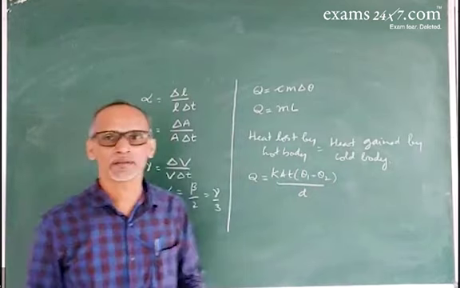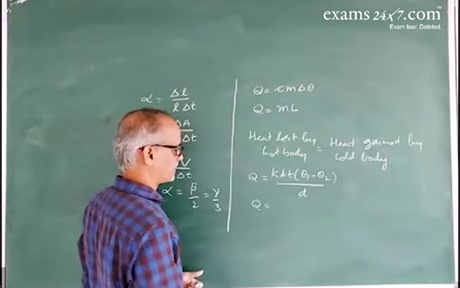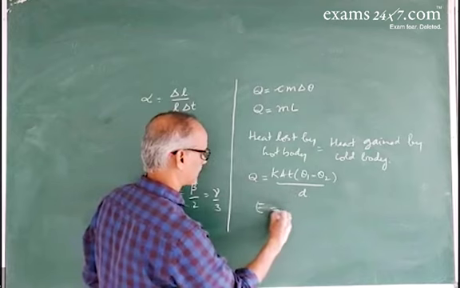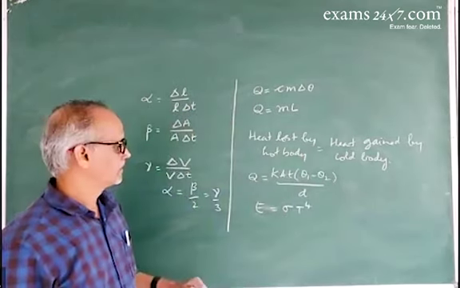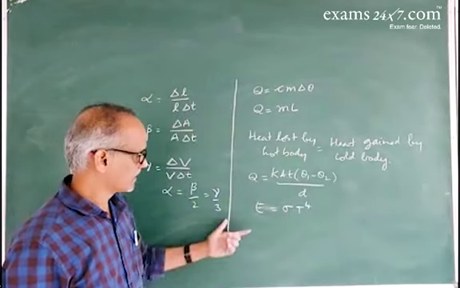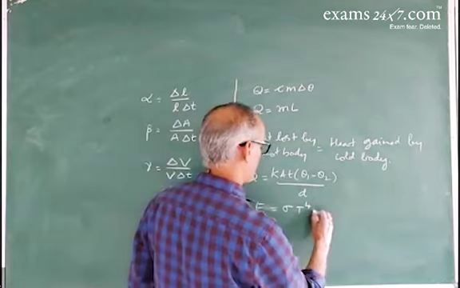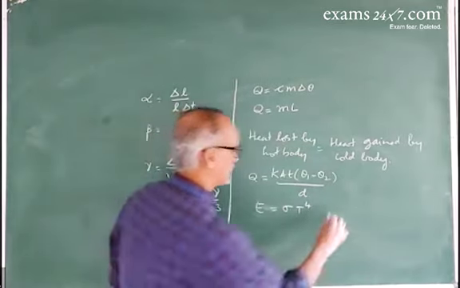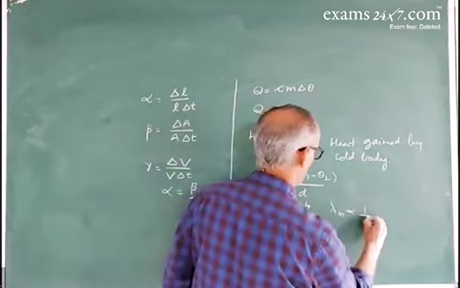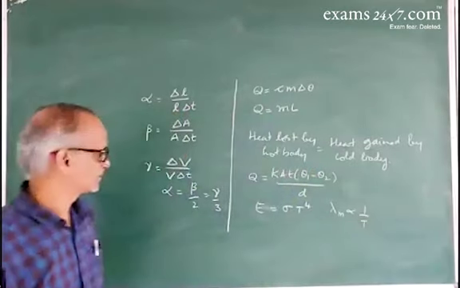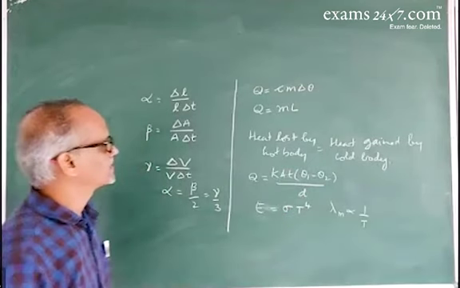Amount of radiation emitted per second per unit area of a black body is given by E is equal to sigma T to the power 4, where sigma is the Stefan's constant, and T is the absolute temperature. Then Wien's displacement law, that is, the wavelength corresponding to the maximum intensity is inversely proportional to the absolute temperature. So that's the set of equations in the chapter thermal properties of matter.